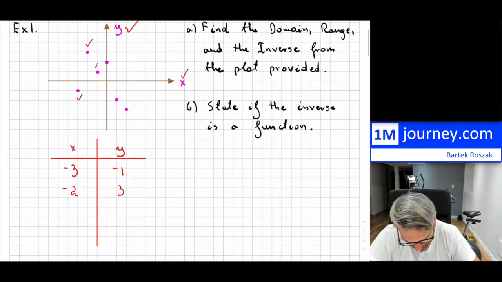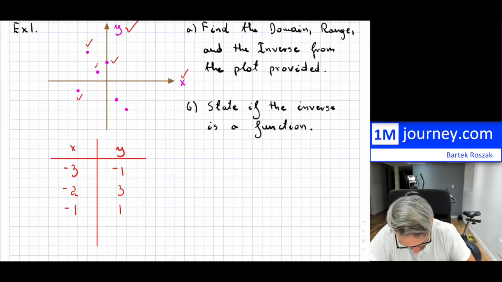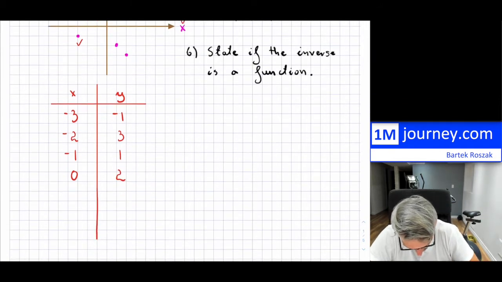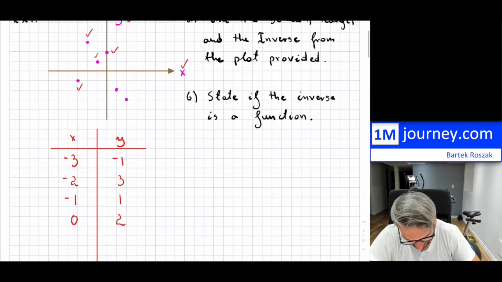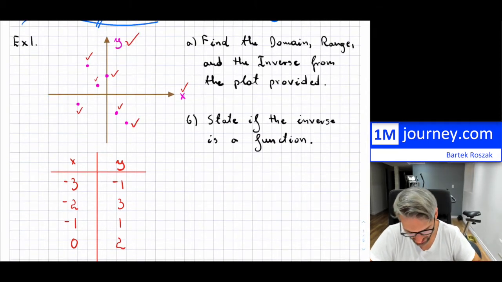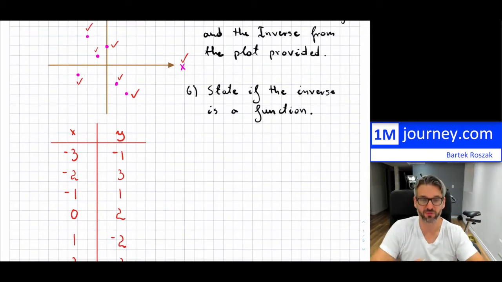Now the third one is negative 1, and then it's going to be 1. The fourth one, right here, is 0 and 2. I'm going to have to extend this a little bit here. Then I have this one at 1, and that's going to be at minus 2. And finally, I have one at 2, and that one is at minus 3. So I'm just reading off these particular points, and now I have created my table of values.